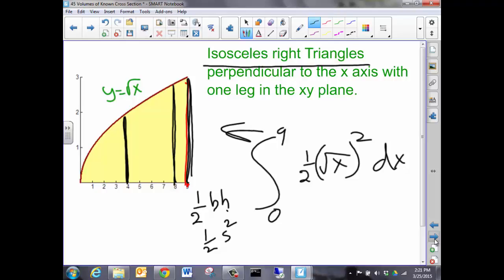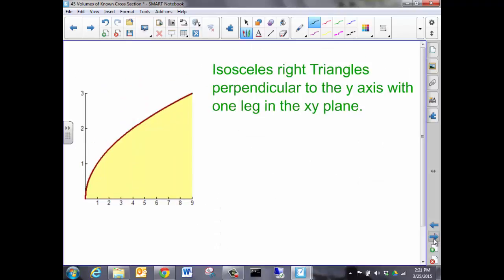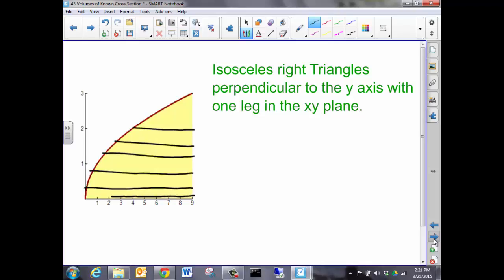All right. Now, did the next one get ugly? Yes, isosceles right triangles perpendicular to the y-axis with one leg in the xy plane. Okay? It's just like the points are going the other way. Kind of the same thing. This yellow area is still our base down here. So, see if you can figure out what you think should be different about that and what we were just doing.